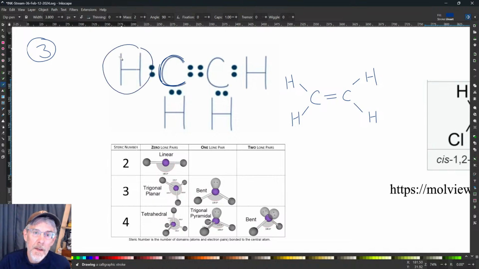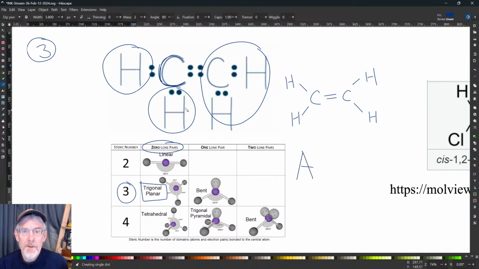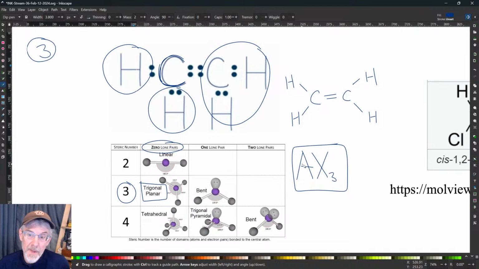We have 1, 2, 3 things attached to the central carbon and no lone pairs. So steric number is 3, 0 lone pairs. That's your trigonal planar. And if you did the AXE notation, you'd have A, we have 1, 2, 3, X3, and no lone pairs, so just AX3. If you look that up, that'll be your trigonal planar again.